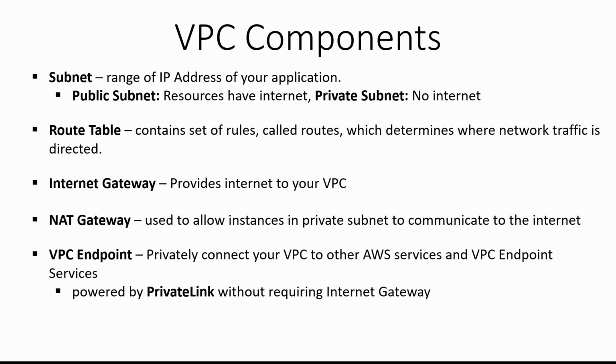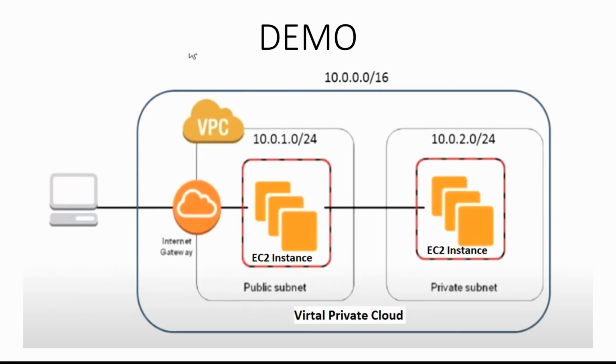So does VPC peering go within the AWS infrastructure without touching the internet, or does it go through the internet only? It goes through the internet. Okay, thanks.